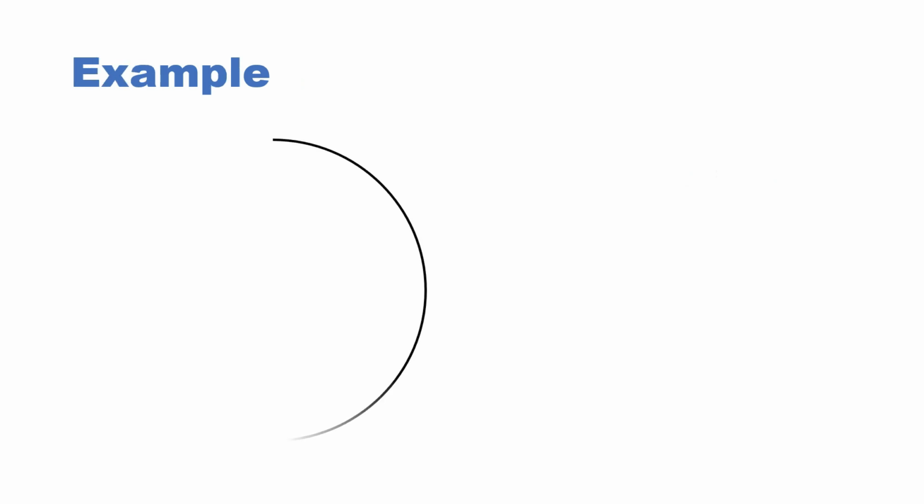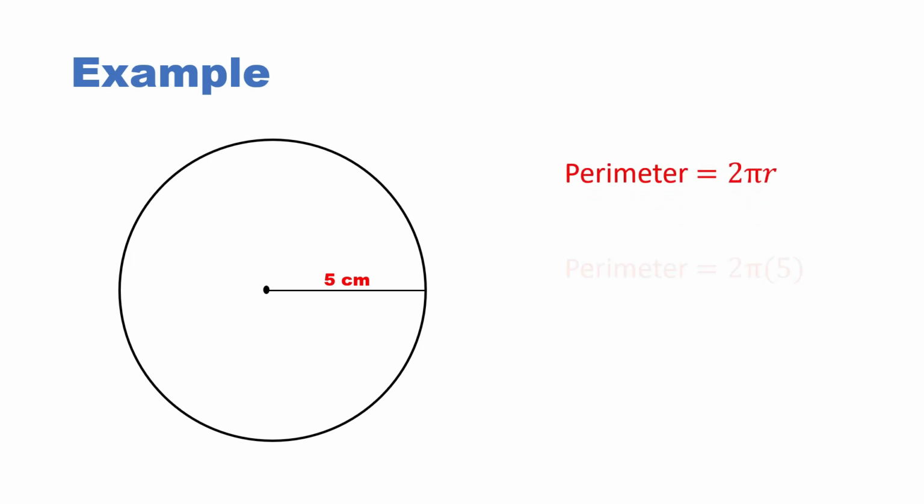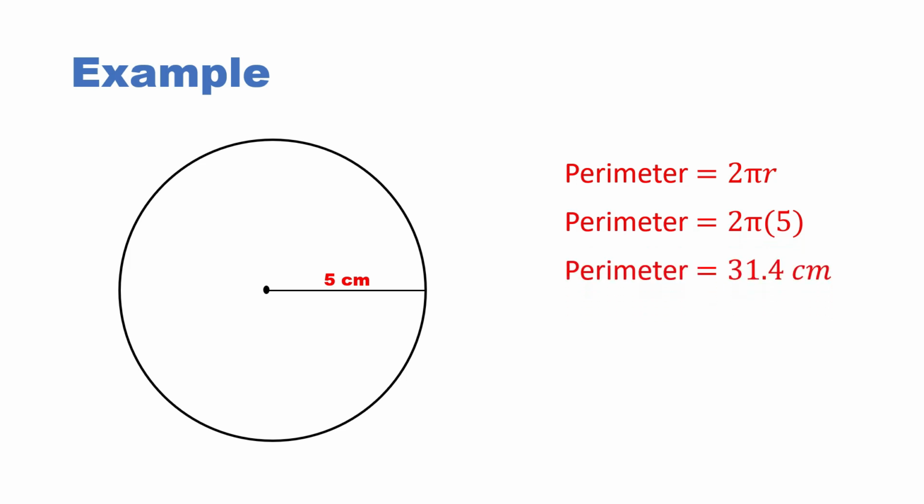We are given a circle with radius 5 centimeters. So, the perimeter will be equal to 2 pi r, which is equal to 2 pi times 5. If we punch this on the calculator, we get 31.4 centimeters.